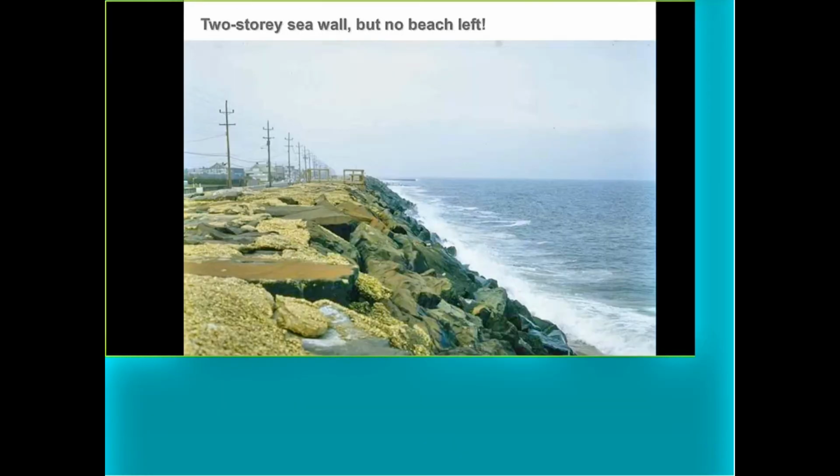Here's an example from eastern United States where it's having the desired effect of protecting those properties on the left, but we have completely lost our recreational amenity in the beach form. In this instance, in fact, the presence of the seawall has added to the loss of sand from the system, but it is having the desired effect and is clearly costly.